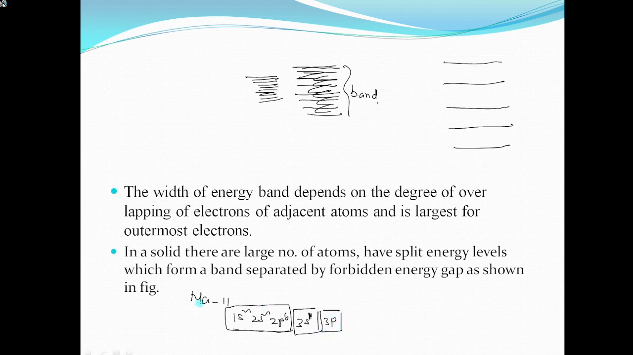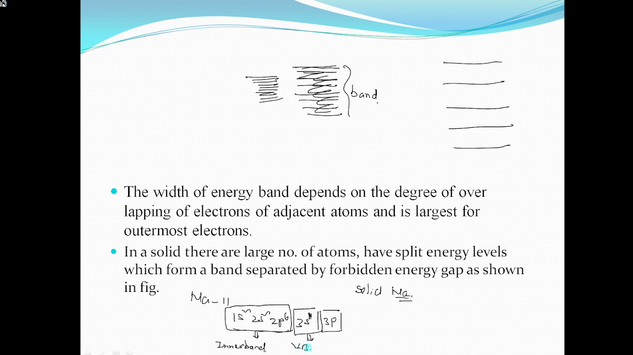Okay. So like this, if I consider a single sodium atom, this is the configuration. If I consider a solid, a solid consists of many sodium atoms. In many sodium atoms, all these inner electrons occupy the inner band, which is of no importance. Next, all these 3s orbitals of all sodium atoms overlap to form the valency band.